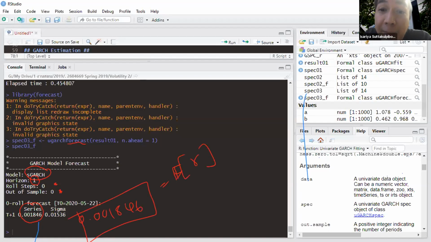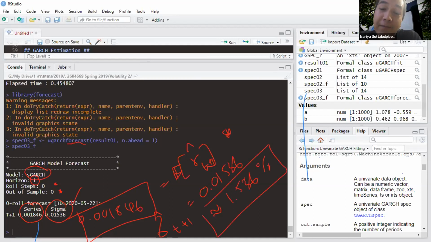But what is the expected sigma? When you study risk management, you don't want to look at the returns only. You want to forecast the sigma for tomorrow too. And the sigma predicted for tomorrow, t+1, is equal to 0.01536, or about 1.536%.